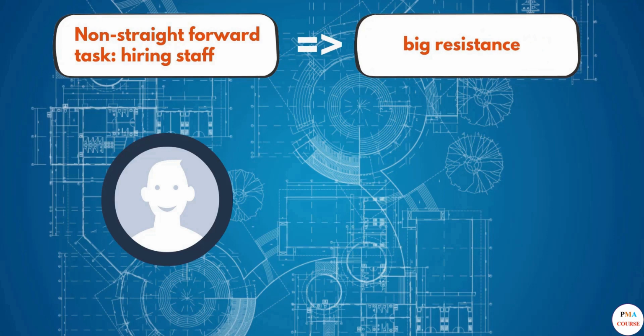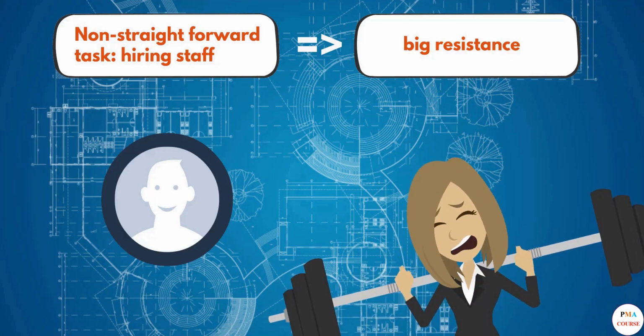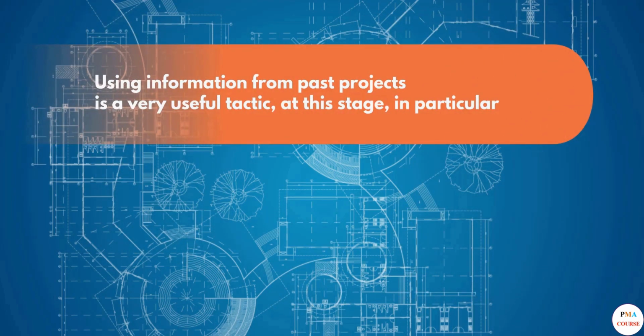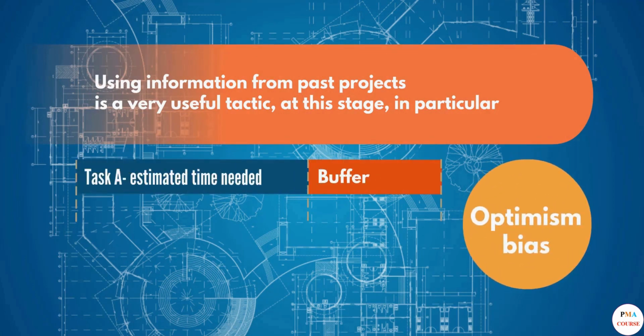Sometimes you have to negotiate with vendors too. No doubt, some of these can take days or even weeks if many different people need to be contacted. As mentioned, using information from past projects or activities by the organization is a very useful tactic at this stage in particular. And of course, don't forget about the optimism bias and adding buffers.